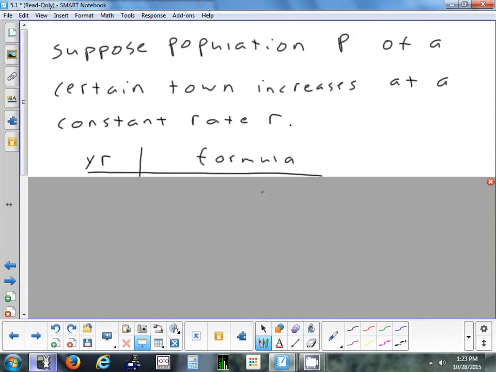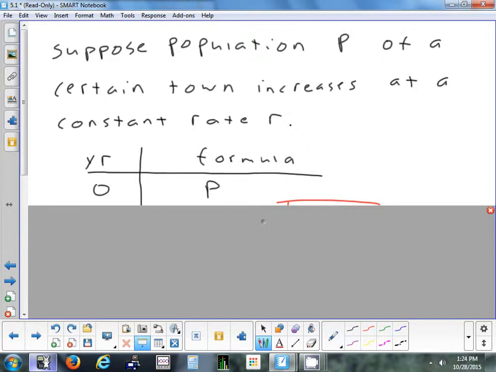How many people do I have at the very beginning? What's the initial amount? Well, in this case, it's starting at P. So my population starts at P. It goes up 5% every year. Okay, after year one, and what we're going to assume here is this is a constant rate. The population just keeps growing. Obviously, populations can go up and down, but just keep it simple.